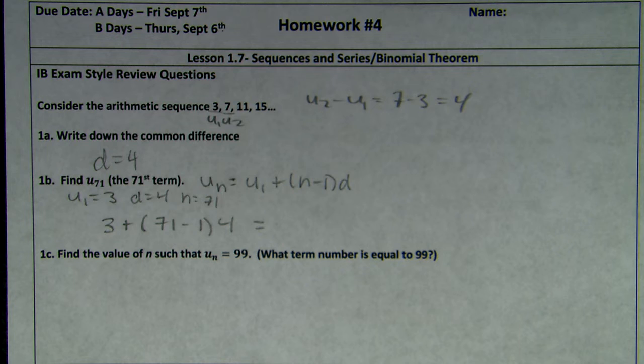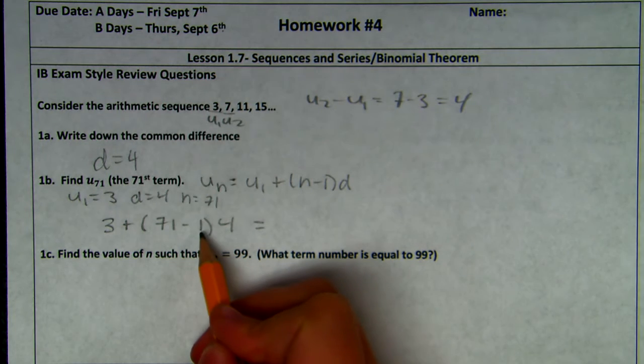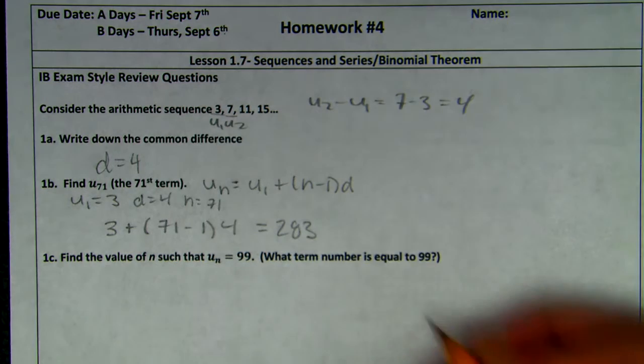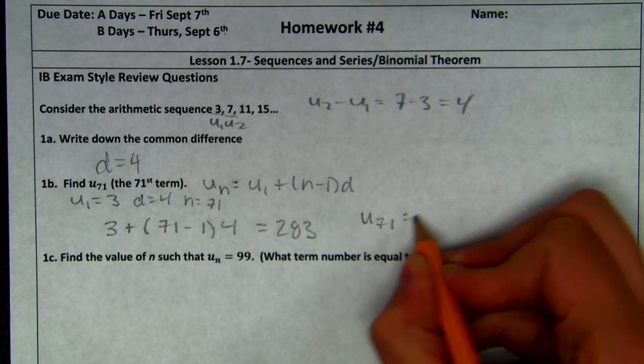Feel free to pop that into a calculator. 71 minus 1 is 70. 70 times 4 is 280. 280 plus 3 is 283. That is our 71st term.